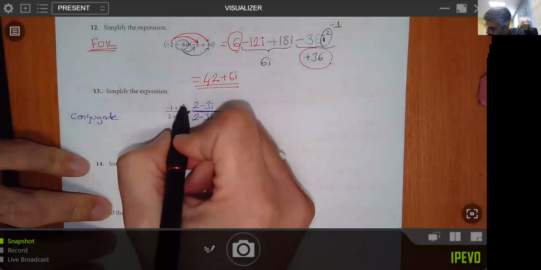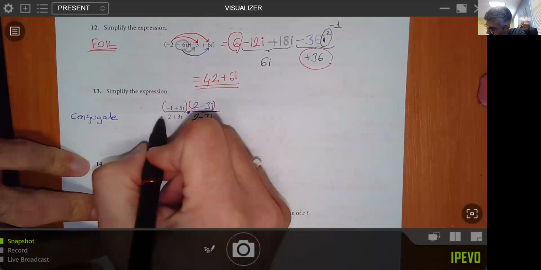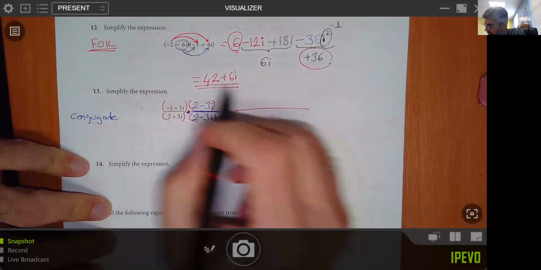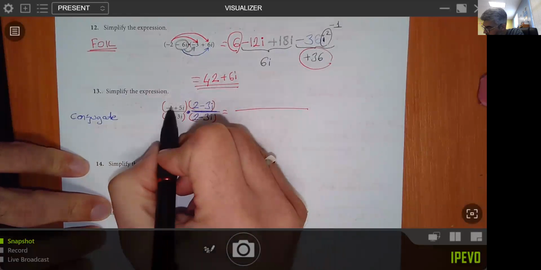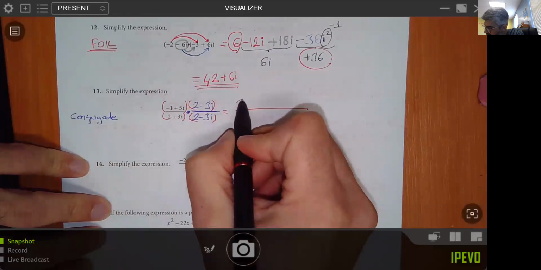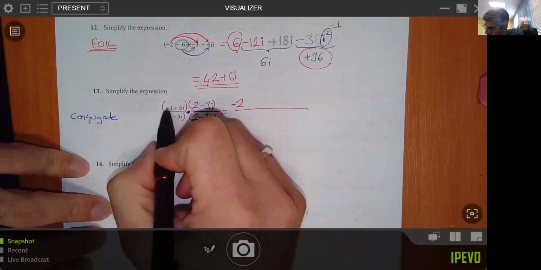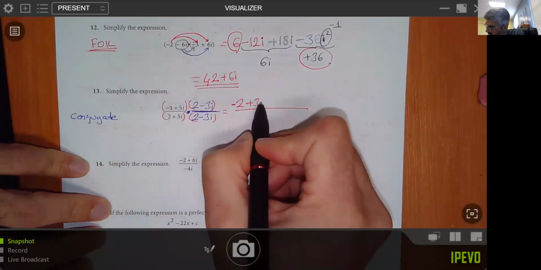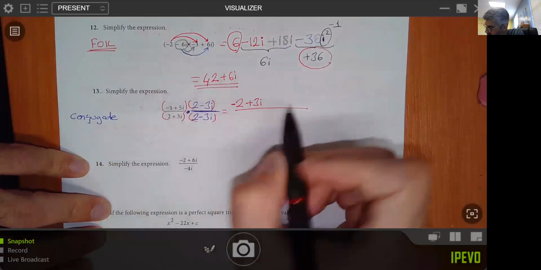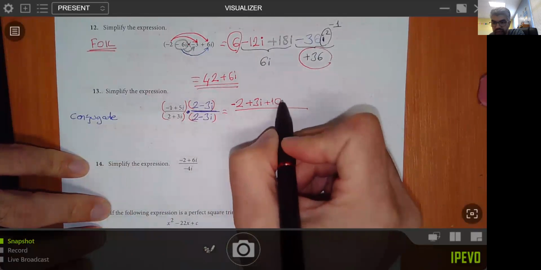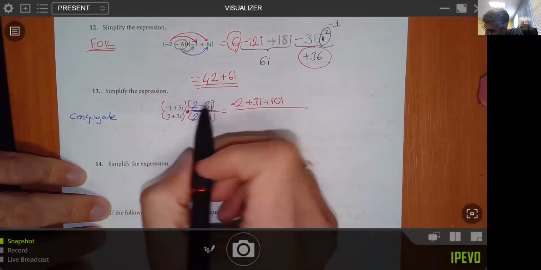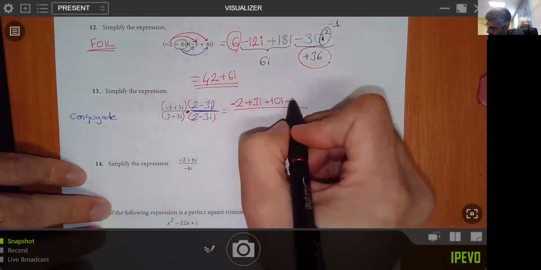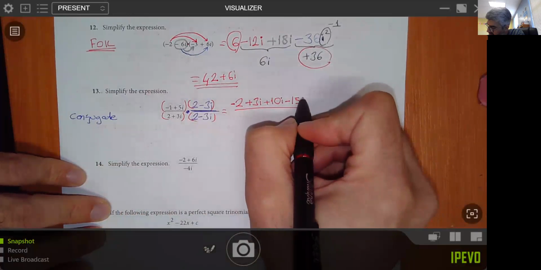Okay? So guys, we have multiplications, just like the previous question. Multiplication of two complex numbers, FOIL method. Minus 1 times 2, it's minus 2. Minus 1 times minus 3, it's plus 3i. 5i times 2 is plus 10i. And 5i times negative 3i, which is negative 15i squared.